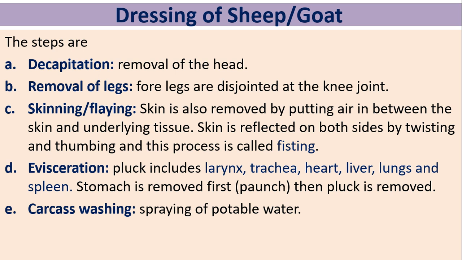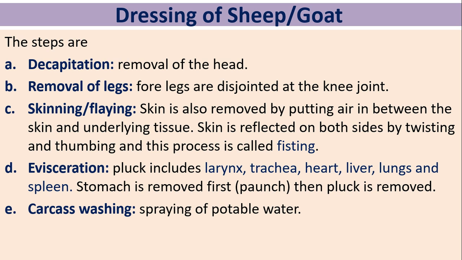The steps are decapitation, that is, removal of the head. Then removal of legs. Forelimbs are disjointed at the knee joint. Skinning or flaying. Skin is also removed by putting air in between the skin and underlying tissue. Skin is reflected on both sides by twisting and thumbing, and this process is called fisting.